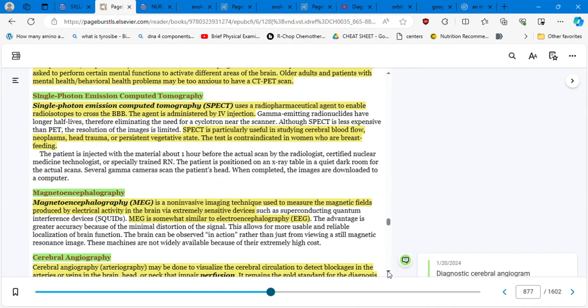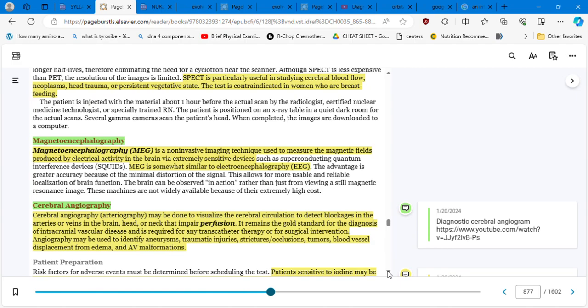Magnetoencephalography is a non-invasive imaging technique used to measure the magnetic fields produced by electrical activity in the brain, using extremely sensitive devices. MEG is somewhat similar to electroencephalography, EEG.